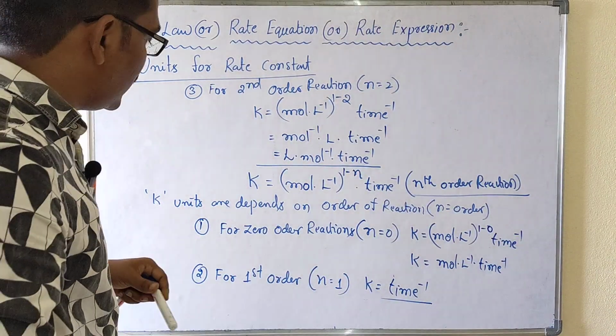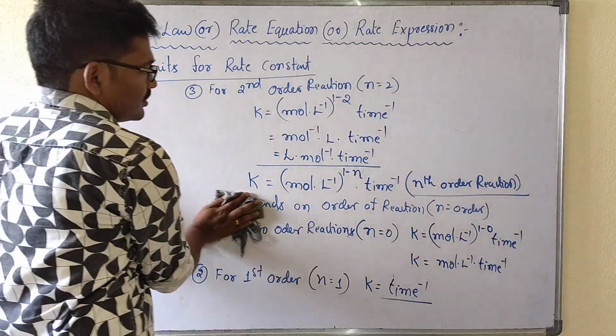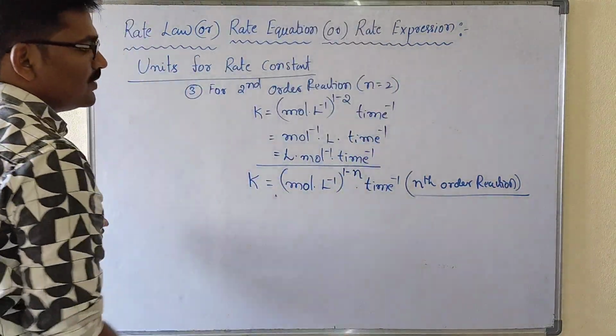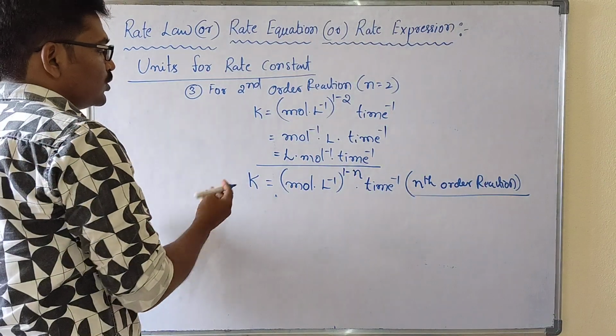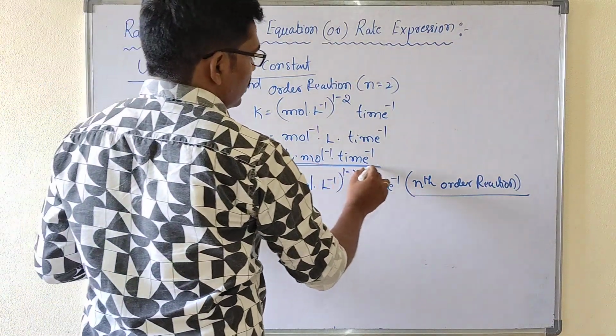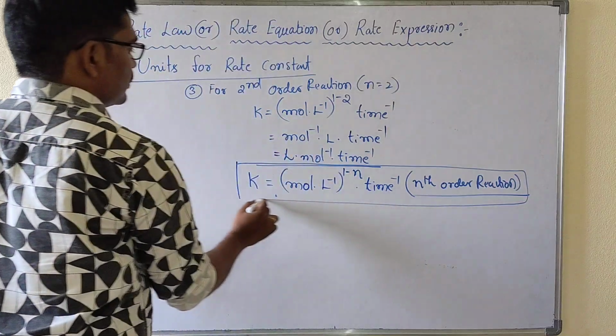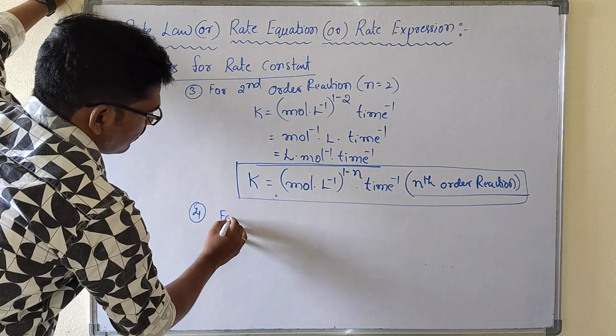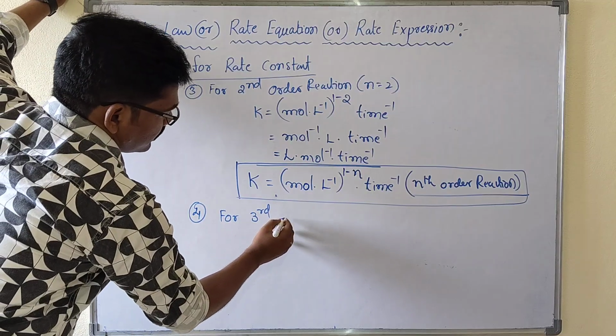Sir, in case you take third order reaction, third order reaction కనుక మనం తీసుకుంటే, so this is nth order reaction. నువ్వు nth order reaction గుర్తుపెట్టుకుంటే, then for all remaining orders of reactions you can find out the units. Then fourth one for third order reaction.